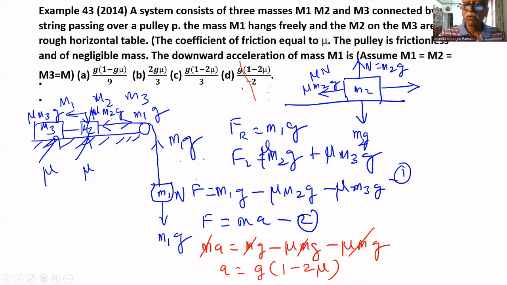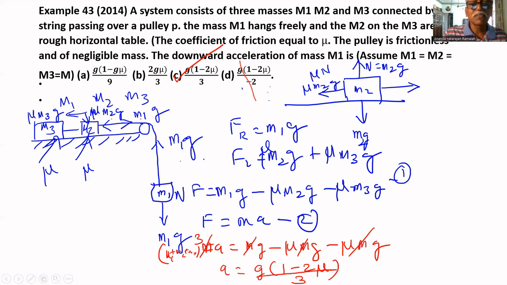M1 equals M2 equals M3 equals M. But total mass, what is it? M equals M1 plus M2 plus M3. All forces, that is mass into acceleration. That's why M1 plus M2 plus M3, that is 3M. Therefore, divided by 3. Total mass is 3M. While finding acceleration, we have to consider all masses. So 3M, therefore 3. Therefore, C is the answer.